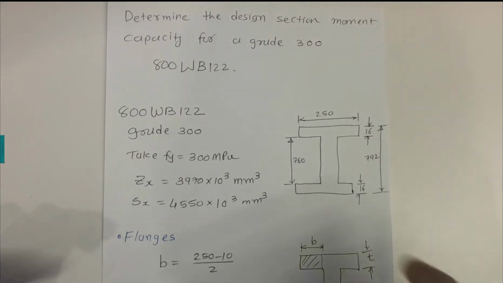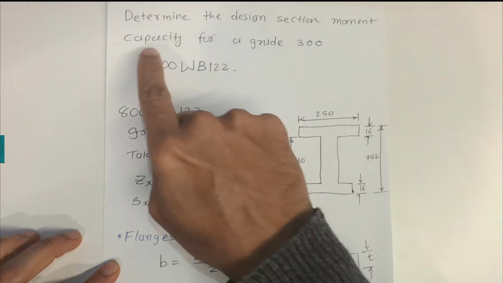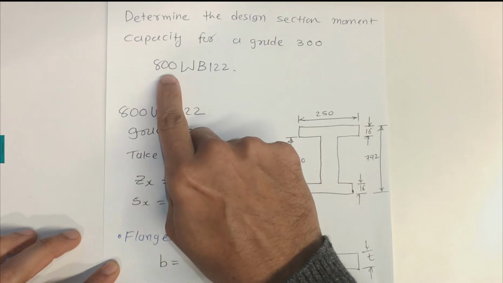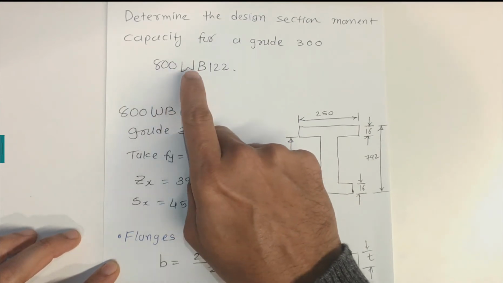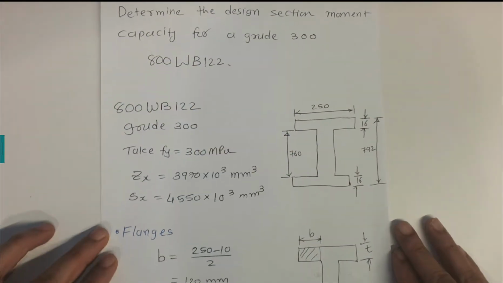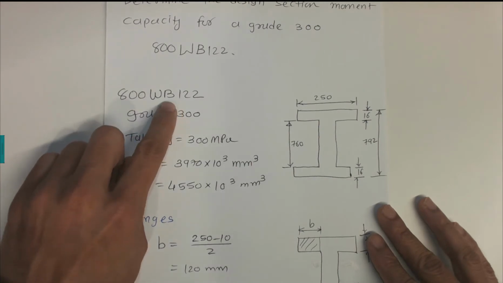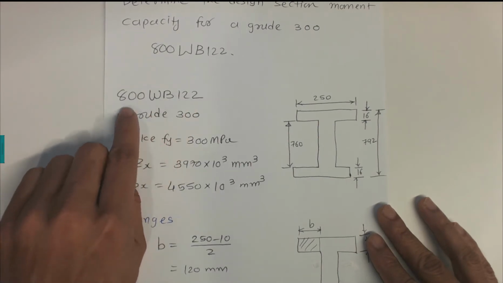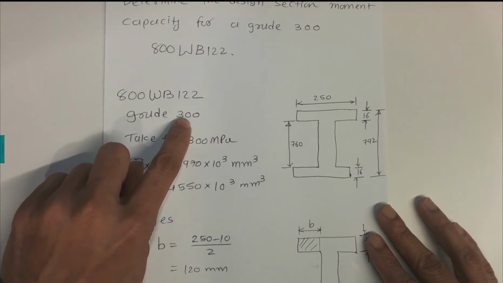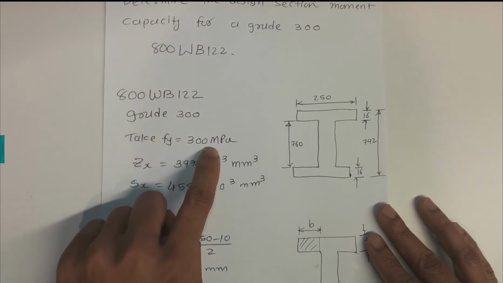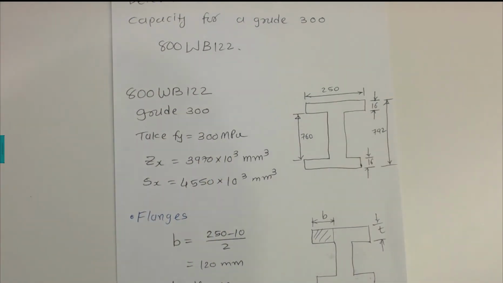The objective of this video is to determine the design section moment capacity of the grade 300 800 welded beam 800 WB 122. For the case of the 800 WB 122 grade 300, we take the Fy value of 300 megapascals. That Fy value is taken from the OneSteel tables.